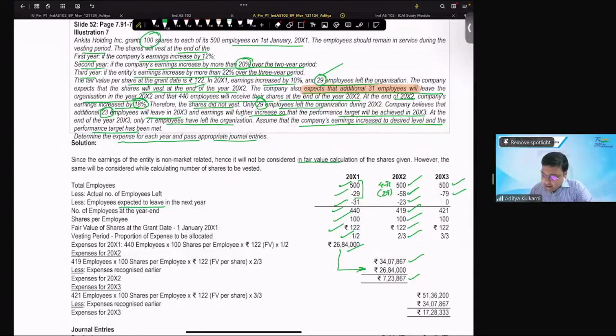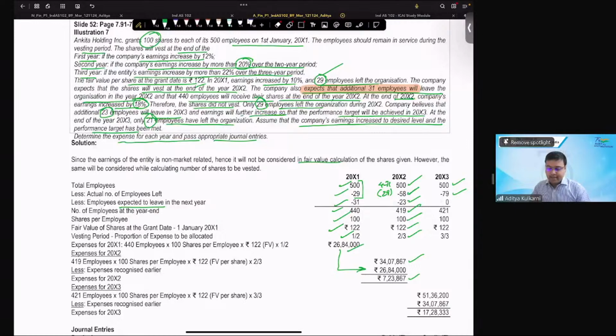Now, how do I get 79? 29 plus 29 plus 21. Alternatively, what you can do is 471 minus 29. That comes to how much?